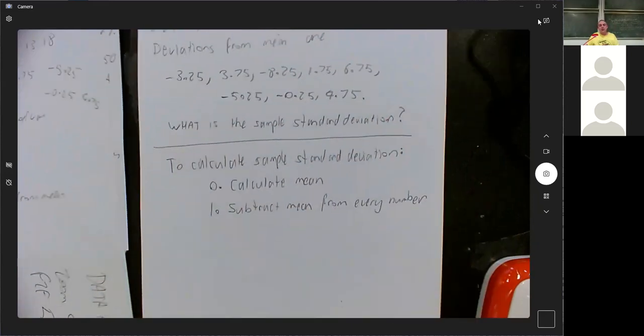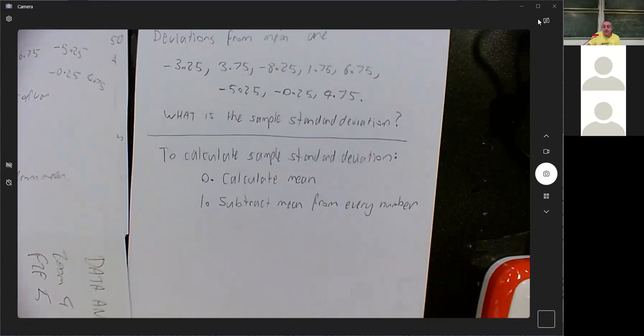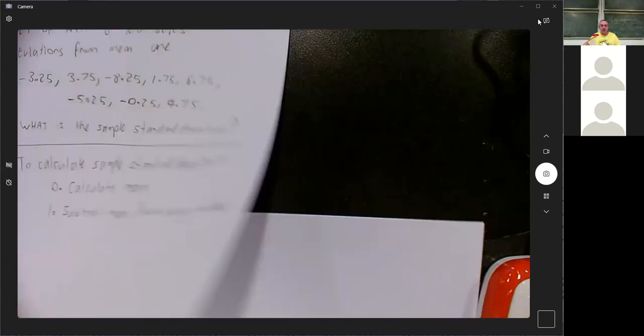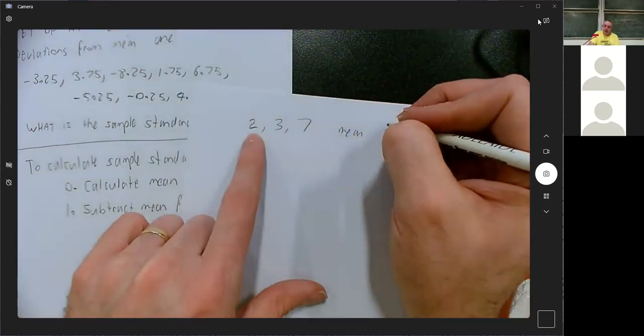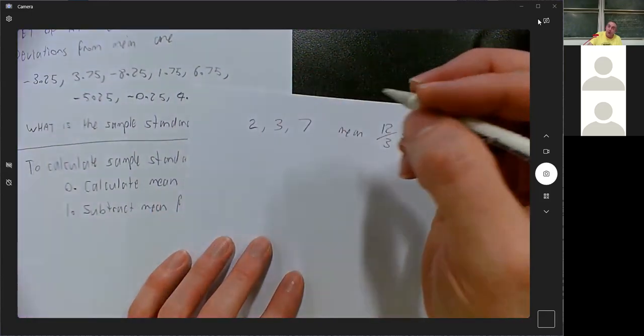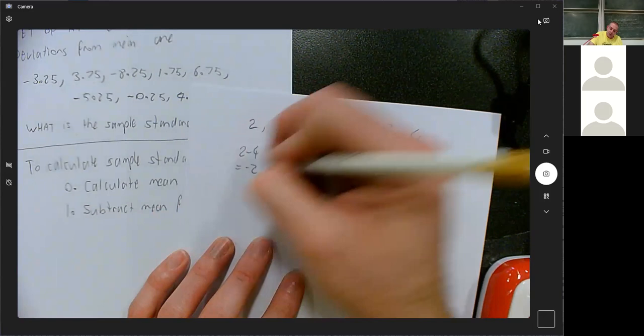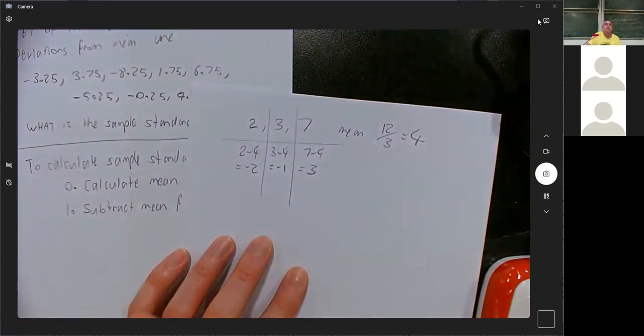If your numbers were 2, 3, and 7, then the mean would be 4, and you would take the 4 off of all 3 of those numbers and get 3 different answers. So you'll get a new number for every number that you originally had in the data. I'll do an example while I talk this out. The numbers 2, 3 and 7 add up to 12, divided by 3 is 4. Then I subtract 4 from all of them. 2 minus 4 is minus 2, 3 minus 4 is minus 1, and 7 minus 4 is 3. That's step 1.